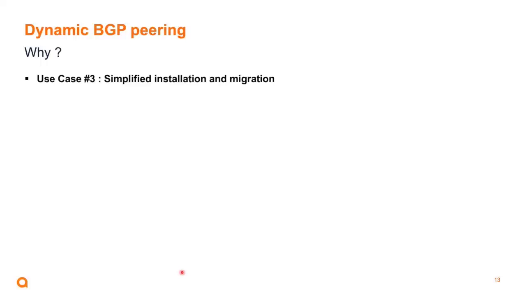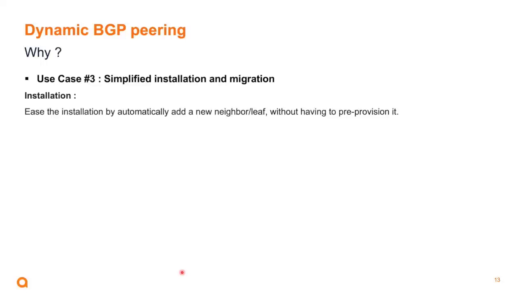The third use case is related to day-to-day operation, as it can simplify installation and migration. So for the installation part, we already discussed it, but in addition to the fact that we don't need to configure each peer individually, which is the first benefit, it also allows us to not have to pre-provision each peer. Meaning that if we don't know the IP address which will be used by the remote peers, for example because we are using an automation workflow including an IPAM, we just have to listen to incoming connections for a given subnet.